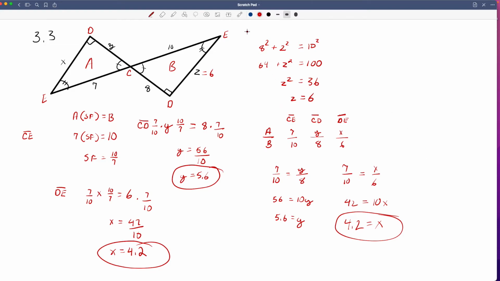So either way, we would have had to do Pythagorean's theorem to figure out what one of those sides were so we could have some type of a reference. Because you cannot solve a proportion statement when you have two unknowns, just like we couldn't solve this having two unknowns either. All right. So let's look at 3.4.